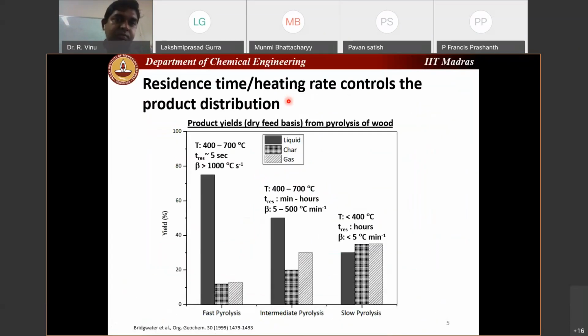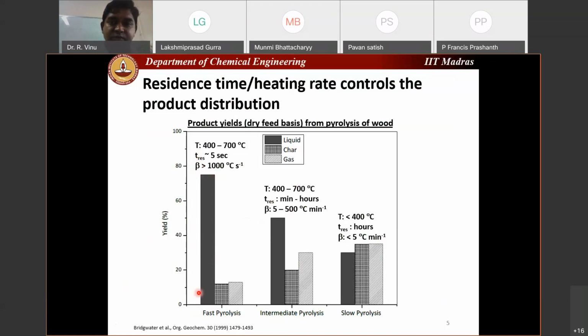So the bottom line is the residence time or the heating rate controls the product distribution. We generally call something fast pyrolysis when the heating rate beta is very high. Again, 1000 is just a number, but typically you want to heat the material instantaneously to a set temperature of, let's say, 400 to 700 degrees C, and you allow very less time in the reactor so that the products are simply carried away by the gas stream. So under this condition, you end up with a significant amount of liquids.